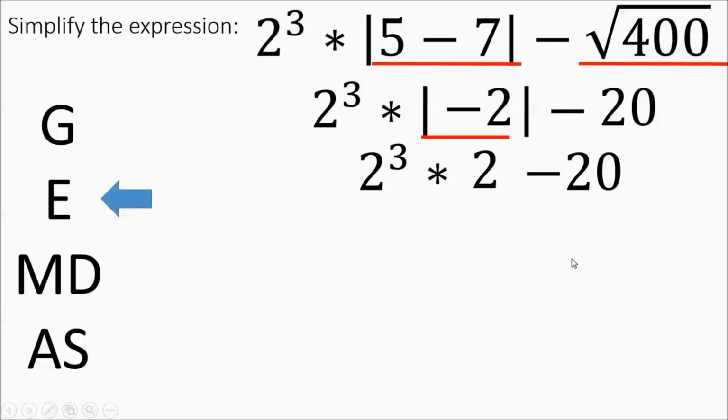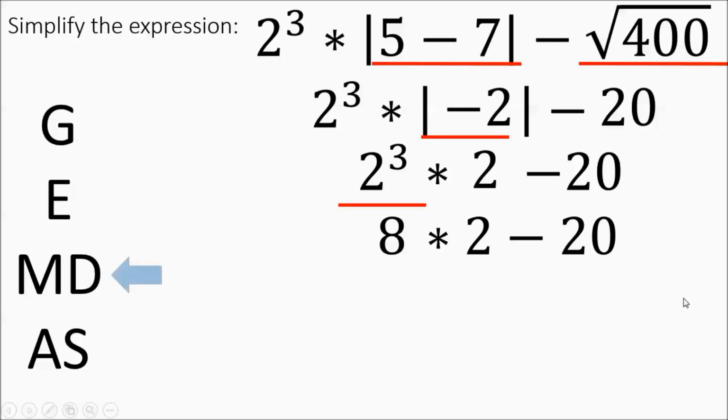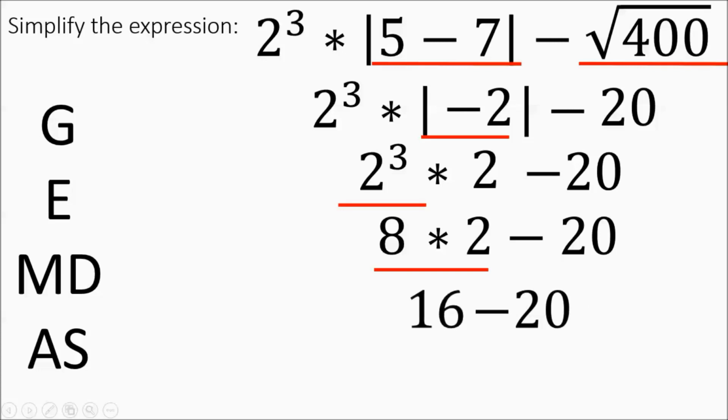Now we can look at the exponent. 2 to the third, don't say it's 6. It's going to be 8. So I'm dropping down what I don't use, and there you go. Multiply, divide. I'm going to take care of that. I'm dropping down the -20. And then we've got some add, subtract. And 16 minus 20 is going to be -4.